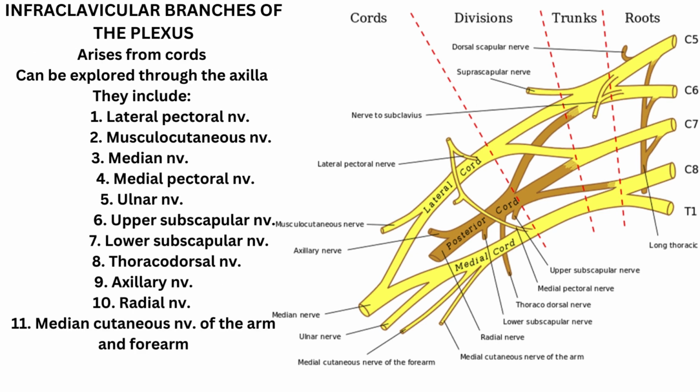The infraclavicular branches of the plexus arise from the cords and can be explored through the axilla. They include lateral pectoral, musculocutaneous, median, medial pectoral, ulnar, upper subscapular, lower subscapular, thoracodorsal, axillary, and radial nerve. Medial cutaneous nerve of the arm and forearm are also part of the infraclavicular branches.